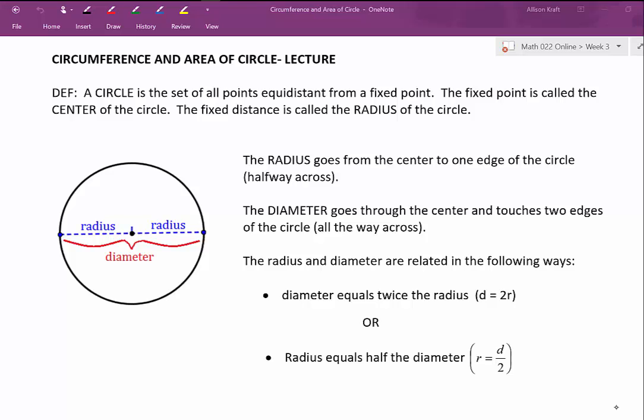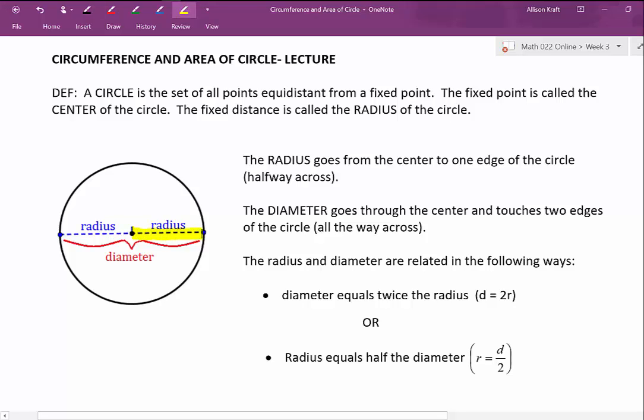In this lecture, we'll be discussing how to find the circumference and area of a circle. A circle is the set of all points equidistant from a fixed point. The fixed point is called the center of the circle. The fixed distance is called the radius of the circle.